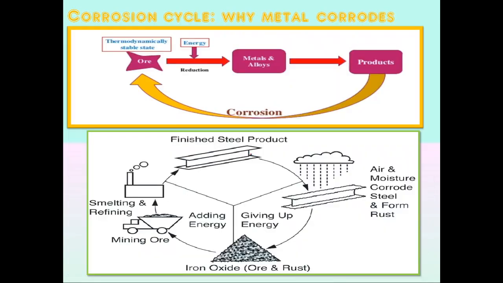Now we will see the corrosion cycle, and try to understand why metal gets corroded. First we will see the corrosion cycle. All the components in our universe try to be in a thermodynamically stable state. Everybody wants to be stable. Like if we throw a stone in the air, it will not remain in the air, it will come to the ground and try to be stable.